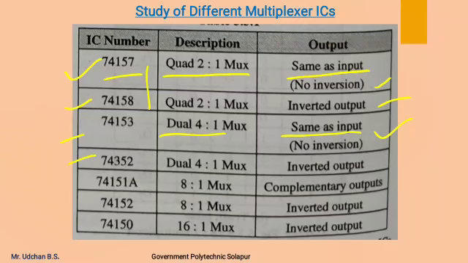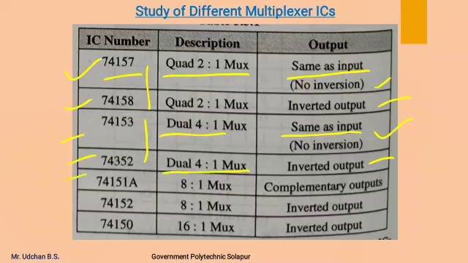The next IC is 74352. These two ICs are the same. Both are dual 4:1 multiplexers. It means in this also two 4:1 multiplexers are available, but we only get inverted output for the 74352 IC. It means if the selected line has 0 input, we get a 1 output. If the selected input has a 1 input, we get a 0 output, inverted output, that is.